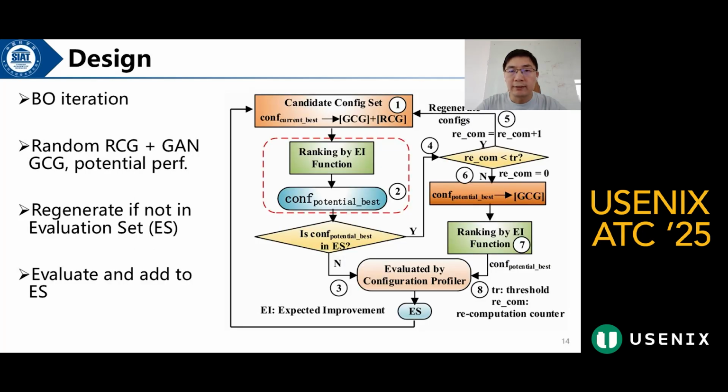The last component is the configuration arbiter. Essentially, it checks if the generated configuration of the best potential performance is in the evaluation set. If it is a new configuration, it is added to the evaluation set. This way, the evaluation set contains the best configuration as the iteration continues.